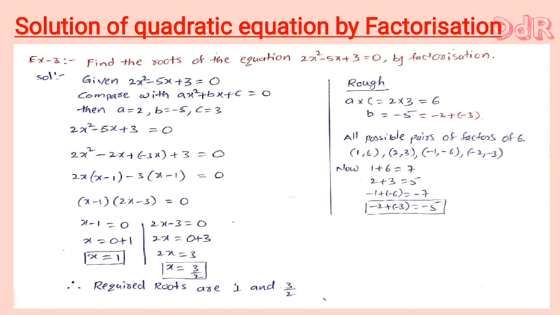Now to find the x value: x minus 1 equals 0, and the second one, 2x minus 3 equals 0. From the first one we find x equals 1, because this minus 1 is transposed to the RHS, so it becomes plus 1. So the first root is x equals 1. Next, the second root: 2x equals 0 plus 3, and 0 plus 3 is 3. Then x equals 3 by 2, because 2 is multiplying on the left side; when transposing to the RHS it goes to the denominator. So the other root is x equals 3 by 2. Then the required roots are 1 and 3 by 2.